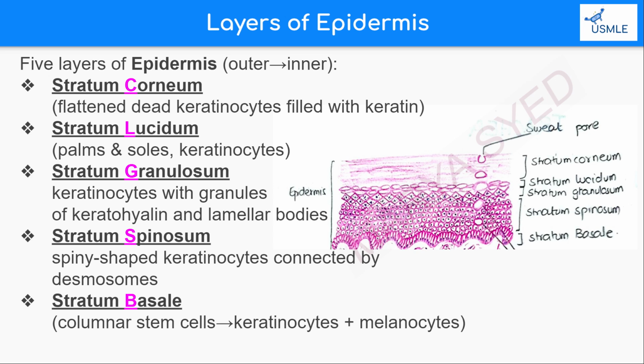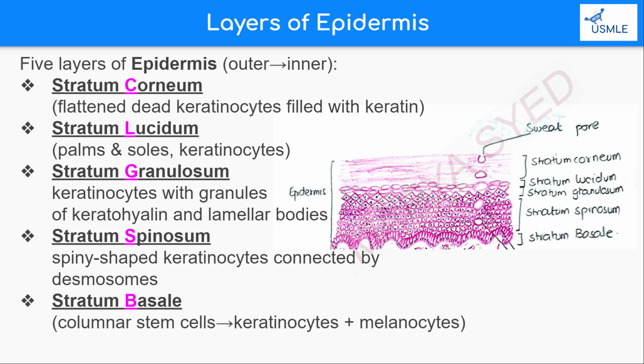This is composed of flattened dead keratinocytes filled with keratin. An important condition related to this is ichthyosis vulgaris, in which there is excessive thickening and scaling of the skin, which is due to a pathology of the stratum corneum. Next, we have the stratum lucidum. This is usually found in the palms and soles, that is the thick skin, and is composed of keratinocytes. Hyperkeratosis may be seen in these regions.